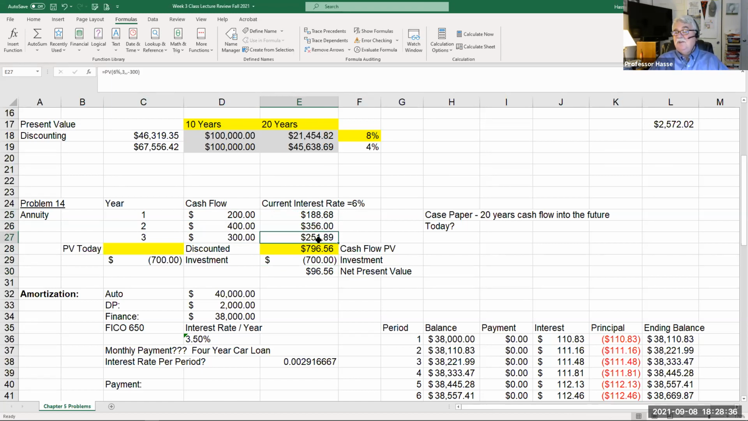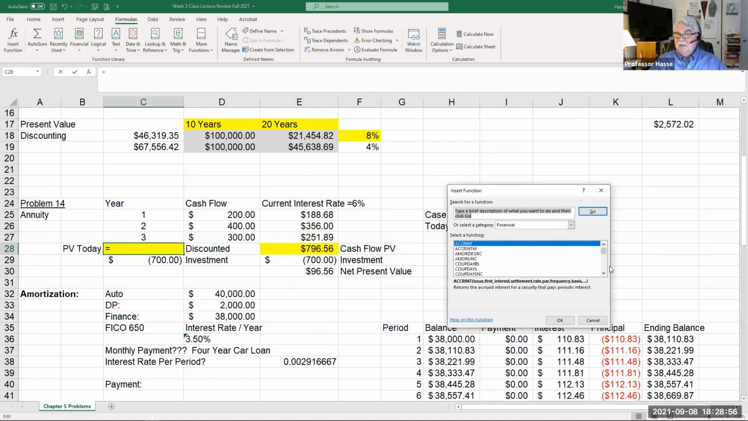What happens if I give you an investment problem that's 20 years long? Good Lord, I got to do this year by year by year? No, there's a function available where it wraps all of these up into one calculation. Here's that one. Function, financial, and you want to look for net present value, NPV. Not present value, but net present value, NPV.